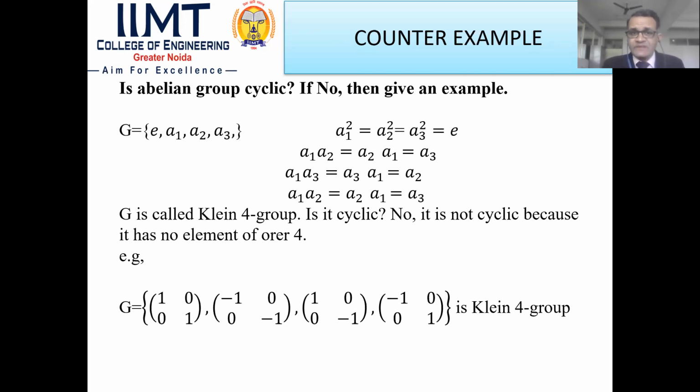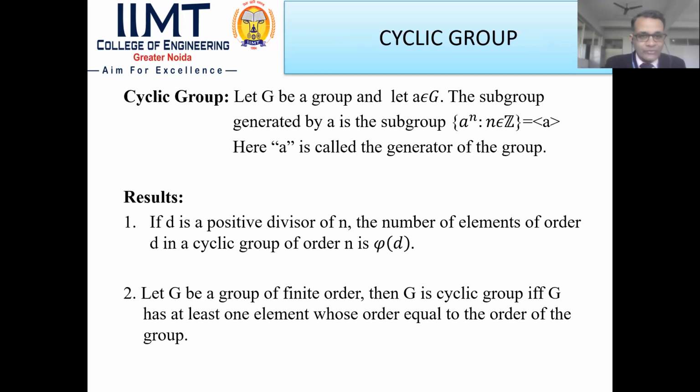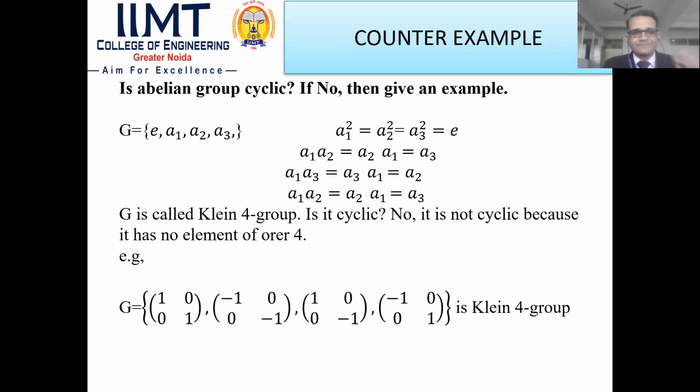Now the question is, is this Klein 4 group cyclic? The answer is no. Why is it not cyclic? It is not cyclic because it has no element of order 4. Here we have used result number 2. This result number 2 we have used in this example.